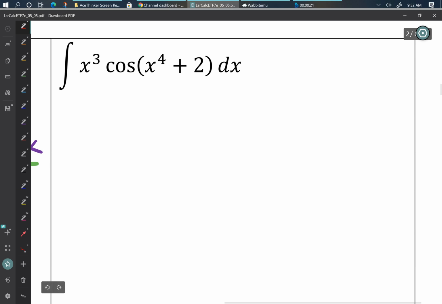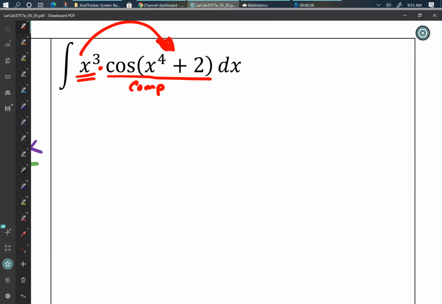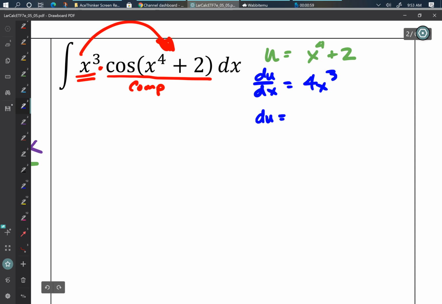Alright, so the first thing I recognize here is I'm looking at two things being multiplied together. One of them is a composition. The other appears to be the derivative of the inside of the other. Kinda, sorta. All right, we'll see if we can make this work. The first step, once I recognize what to do, is to define u to be that inside piece of the composition. And then we do that differentiating business, so we get du dx is equal to 4x cubed, or du is equal to 4x cubed dx.